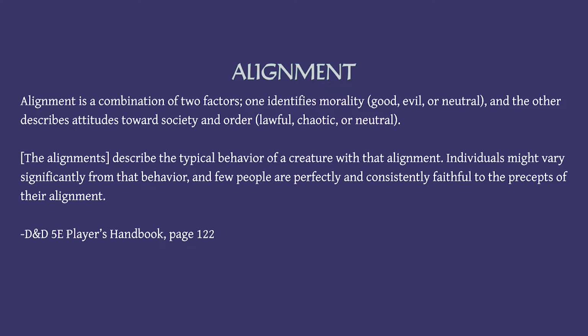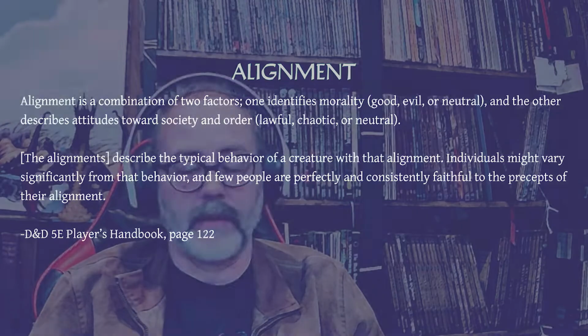Well, the Player's Handbook, the relevant passages for this video are: alignment is a combination of two factors. One identifies morality, good, evil, or neutral, and the other describes attitude towards society and order, lawful, chaotic, neutral. The alignments describe the typical behavior of a creature with that alignment. Individuals may vary significantly from behavior, and few people are perfectly and consistently faithful to the precepts of their alignment.